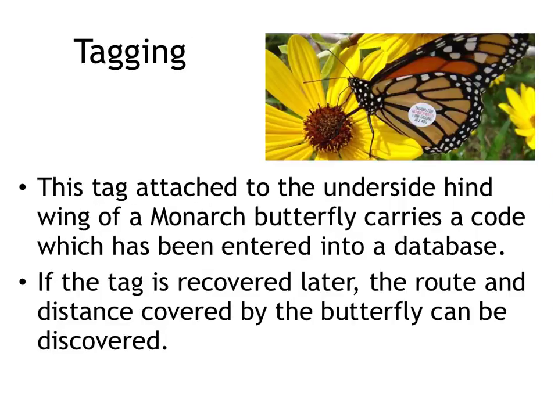You can also tag animals, and here is an example of a monarch butterfly. It's got a code on it with the tagging, and it's been entered into a database, and if the tag's recovered later, then the route and the distance covered by the butterfly can be discovered. So the scientists would tag the butterfly, it would obviously fly off, and if it's captured elsewhere, that information can be put into the database, and then the scientists can have a look at where the butterfly has travelled to or from.